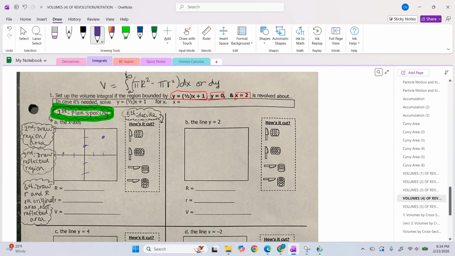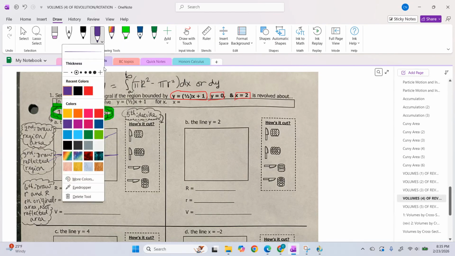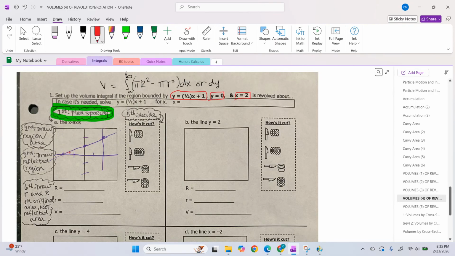So I'm doing 1/2 x plus 1. I got this line, and it would keep going. I have the line y equals 0. That is this horizontal line, and x equals 2. That is this vertical line. So the area bounded by all of this is going to be this area right here. And that's what I'm going to rotate.